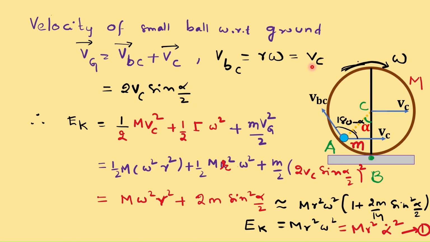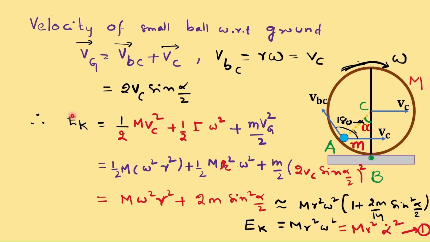And the velocity of the center of mass is also equal to r omega, because at this point of contact there is no slipping, meaning the translational velocity of the hoop towards right and there is no slipping, therefore Vc is equal to r omega. That's why VBC is equal to r omega is equal to Vc. For this ball, we can apply the parallelogram law. Here this angle is alpha, therefore the angle between these two velocity vectors is 180 minus alpha. By using the parallelogram law, we can find 2Vc sin alpha by 2.